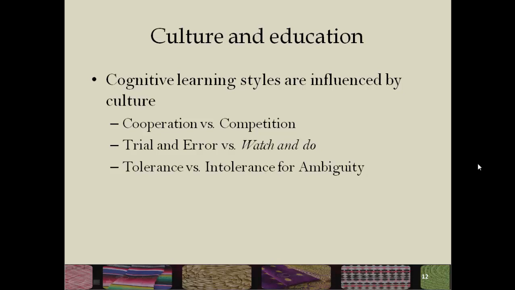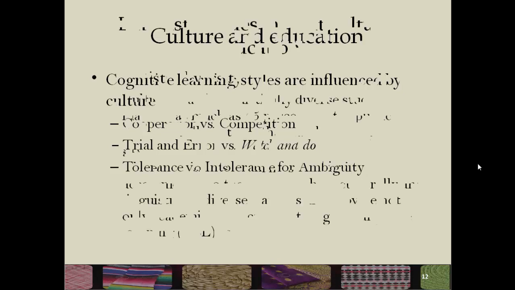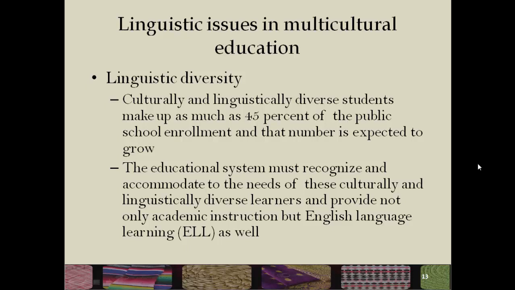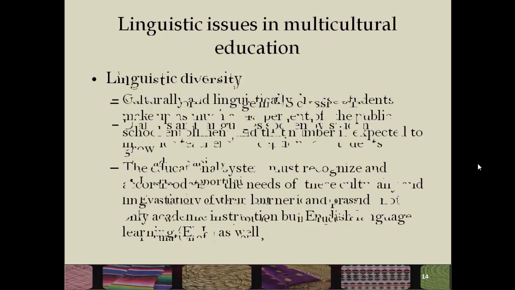Cooperation versus competition, trial and error versus watch and do, tolerance and intolerance for ambiguity. Linguistic issues in multicultural education: linguistic diversity. Culturally and linguistically diverse students make up as much as 45% of the public school enrollment, and that number is expected to grow. The educational system must recognize and accommodate the needs of these culturally and linguistically diverse learners and provide not only academic instruction but English language learning as well.